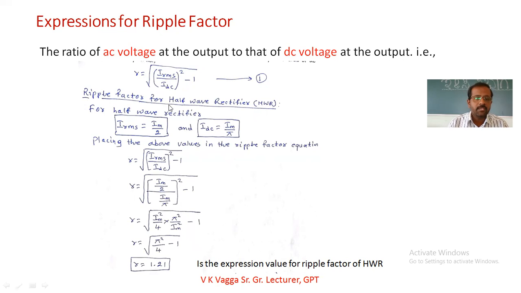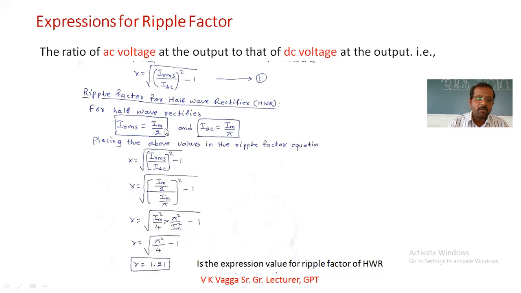Initially, take the ripple factor calculation for the half wave rectifier. The AC component IRMS is equal to Im by 2 and IDC is equal to Im by pi. Its derivation is not required here; it is meant for the engineering students, and for the diploma students it is sufficient to consider these values. So IRMS is equal to Im divided by 2 and IDC is equal to Im divided by pi.